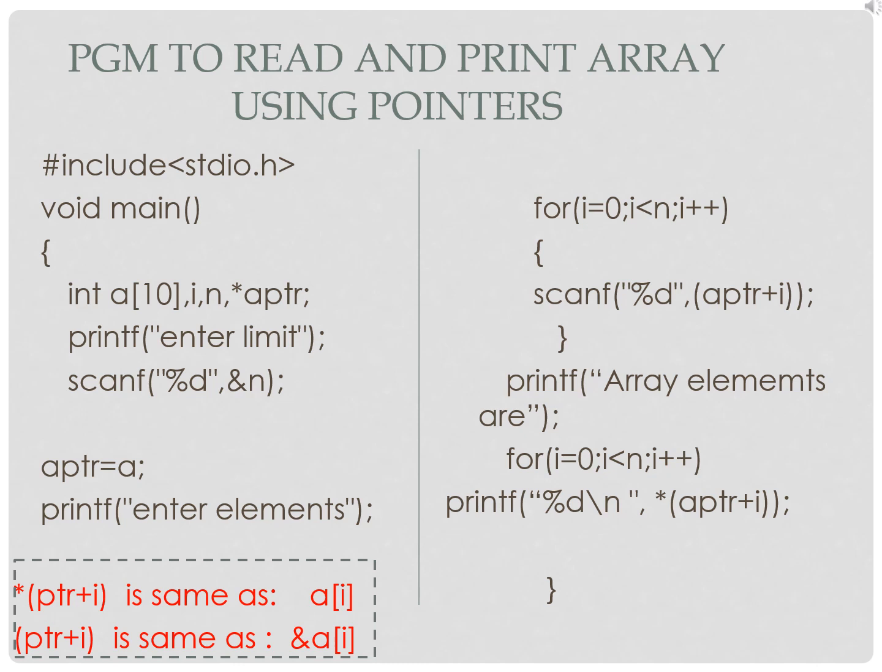So when the loop is over till n, you have to print the elements. Same way, for I equal to 0, I less than n, I plus plus. Here you want to print the value at that particular address. So star of APTR plus I. In the box over there on the left, you can see you have made a note: star of PTR plus I is the same as A of I, and PTR plus I without the star is the same as the address of A of I.